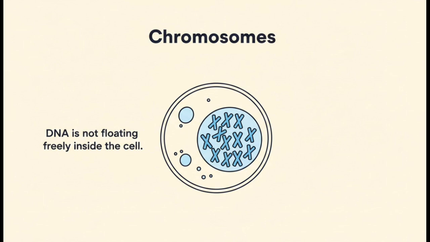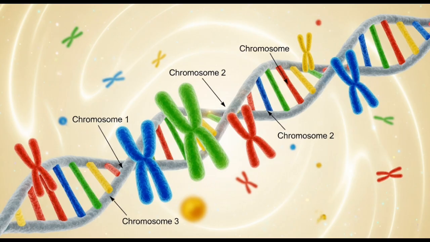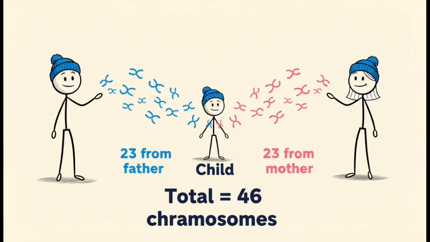Now let's talk about chromosomes. DNA is not floating freely inside the cell. It is packed into structures called chromosomes, which are found in the nucleus. Humans have 46 chromosomes, arranged in 23 pairs. You get 23 chromosomes from your father, 23 chromosomes from your mother. That's why humans have 46 chromosomes in total.